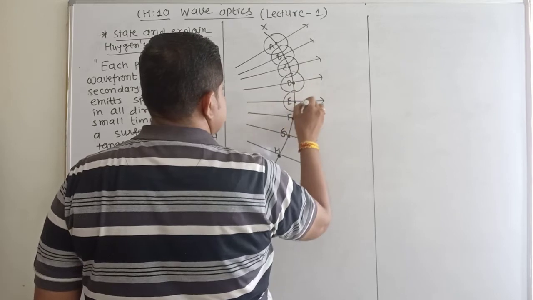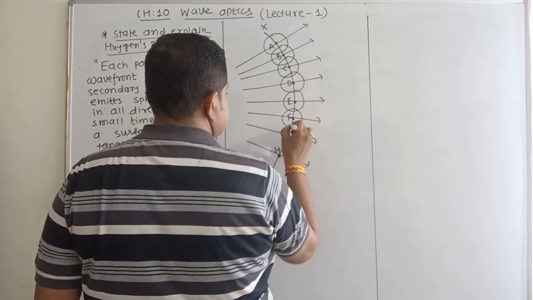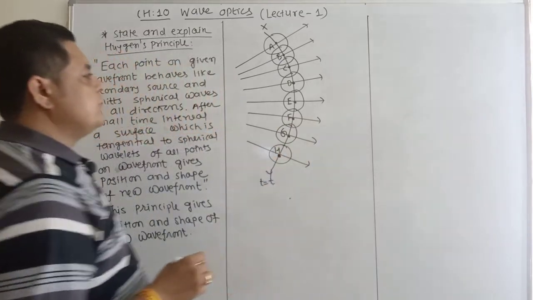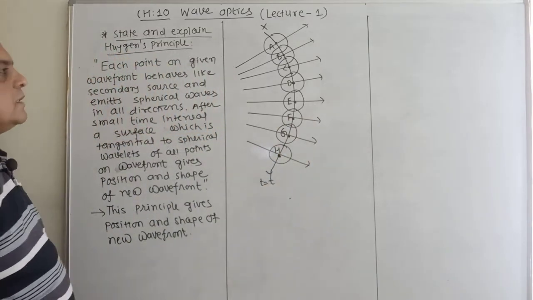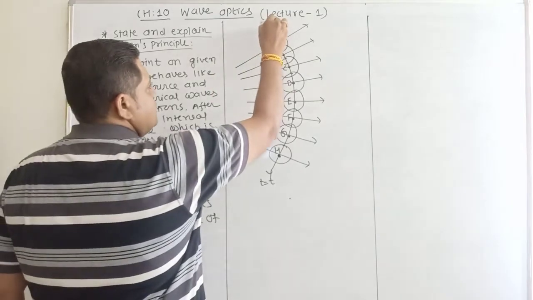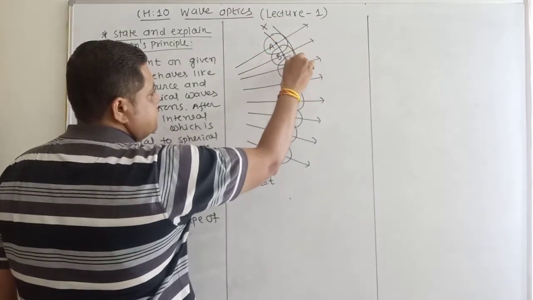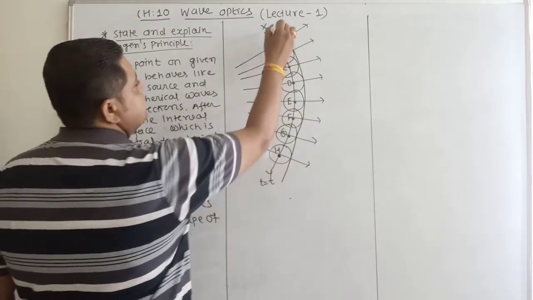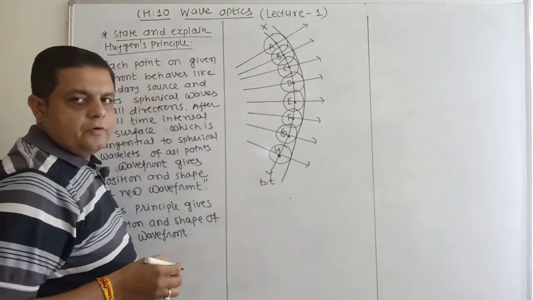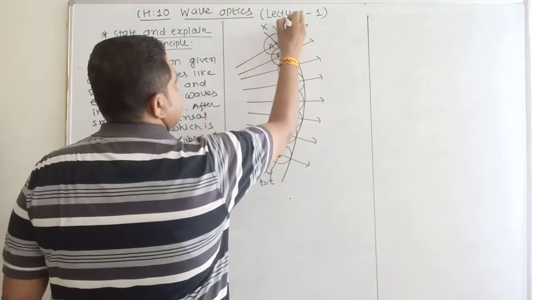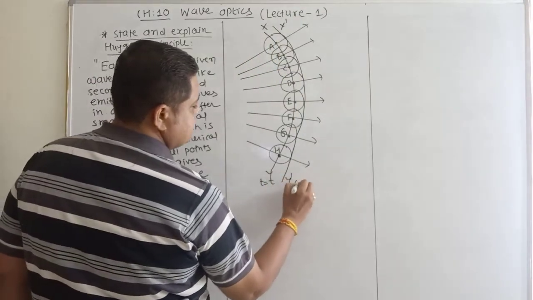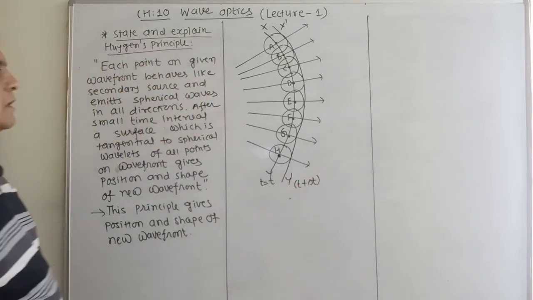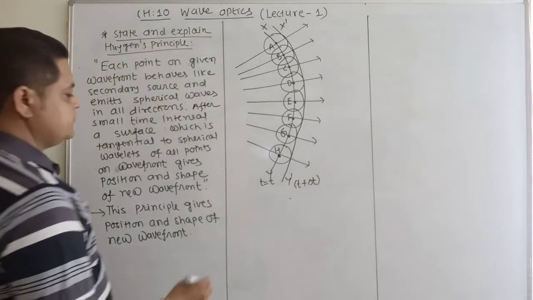Considering A, B, C, D, all these points as a center, construct spheres of radius v delta t. Now the tangential surface to all these spheres is your new wavefront. So x dash y dash is new wavefront at time t plus delta t. Clear?